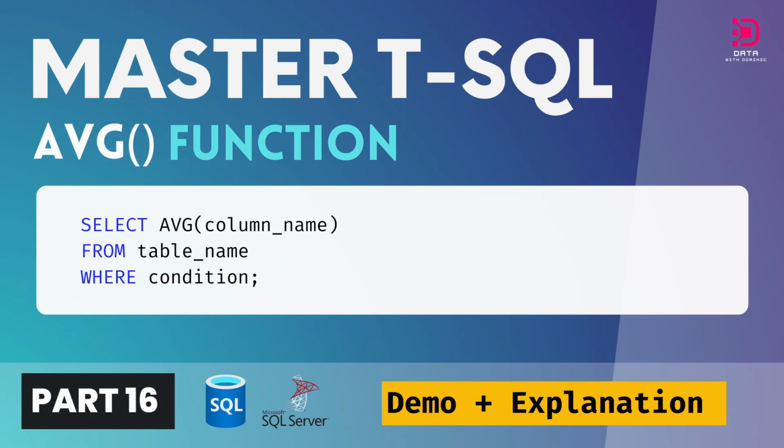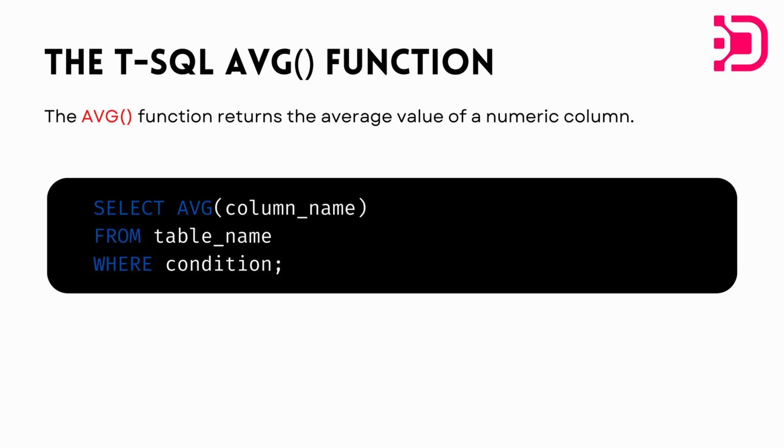The average function in T-SQL or Transact-SQL. This is the third video in which we're looking at some of these functions that are available to us in T-SQL. The average function, or the AVG function, which is written AVG parenthesis, basically returns the average value of a numeric column in any T-SQL table. And I've just put the syntax here for your perusal.